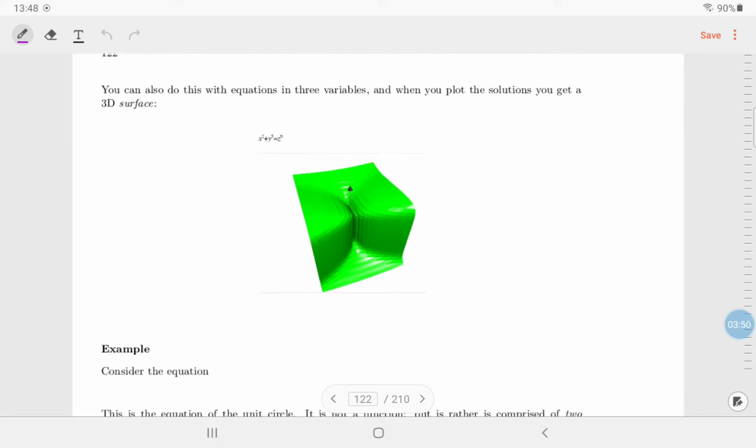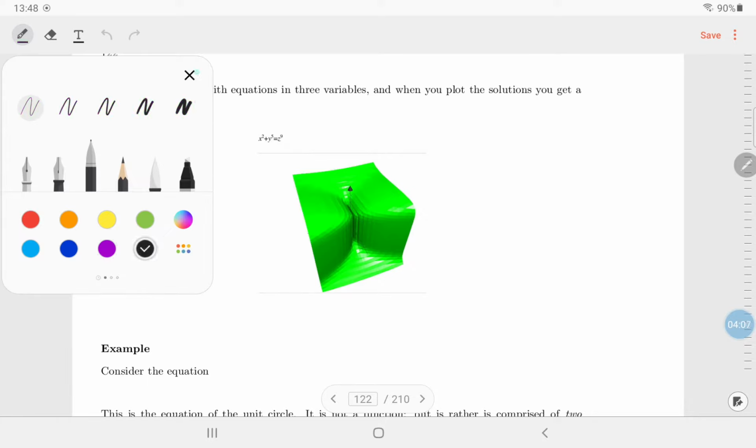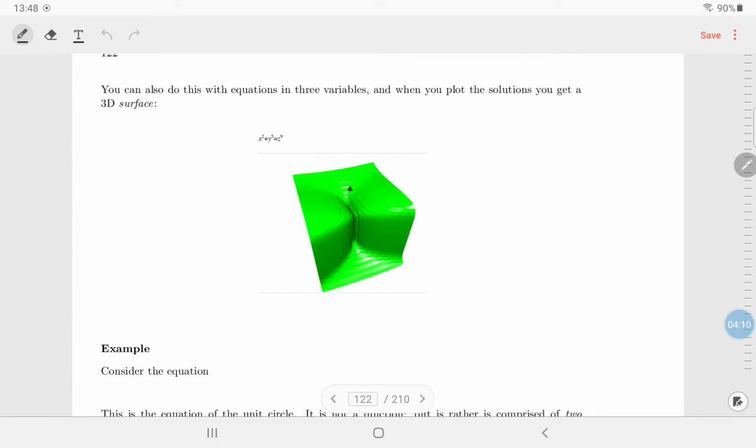So here's a but. Now this one is a bit different because this is actually in 3 dimensions. So you can do this with 3 variables, and then when you plot the solutions, you get a 3D surface. So if you can see here, let's look at some points that are here. Not sure where, maybe down there somewhere, you have the point 0, 0, 0. And well, what might this be? It's very hard to say. I'd just be guessing really.